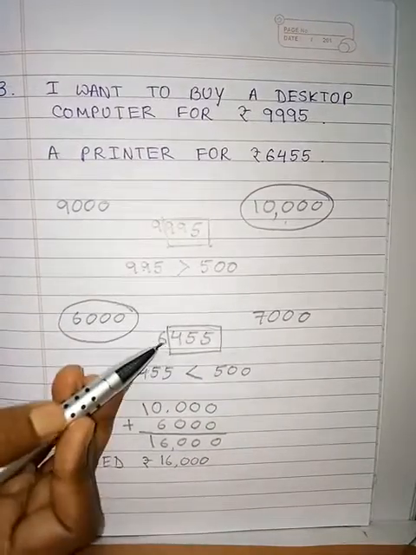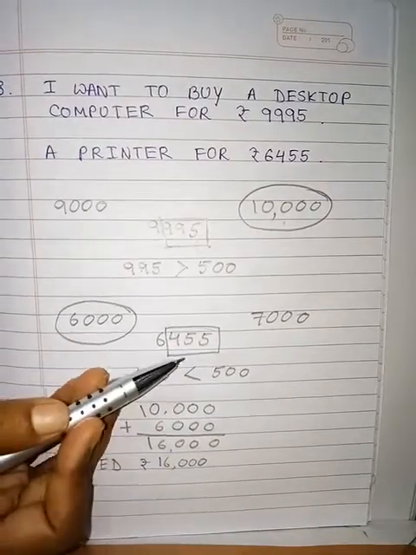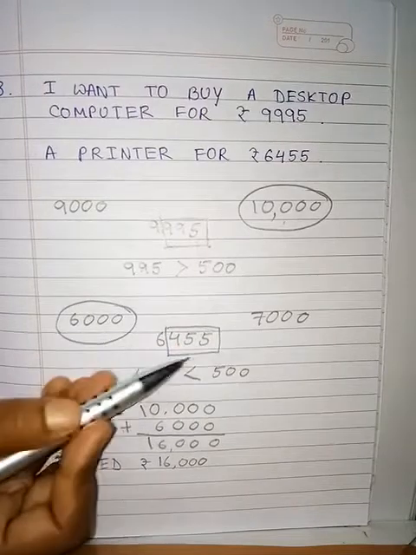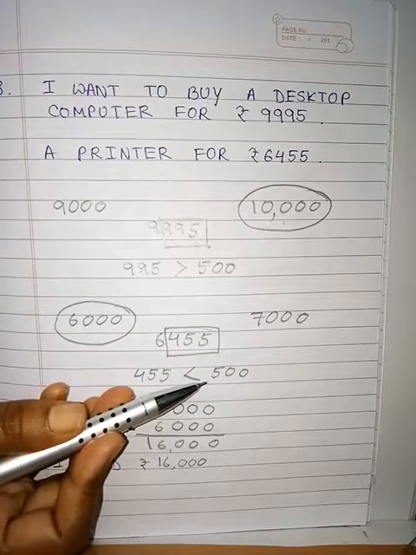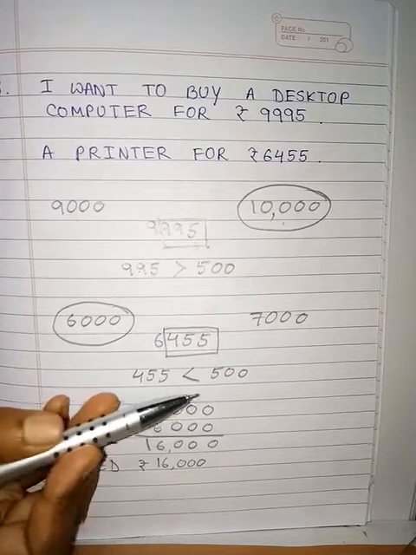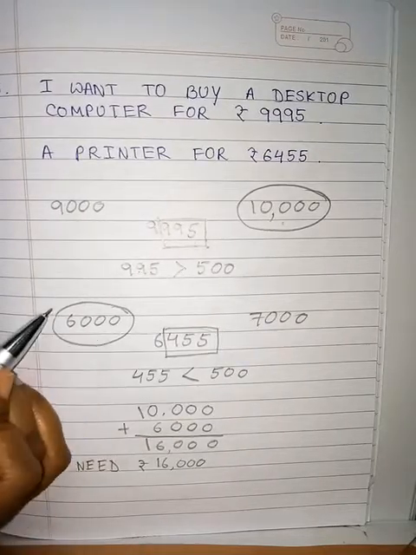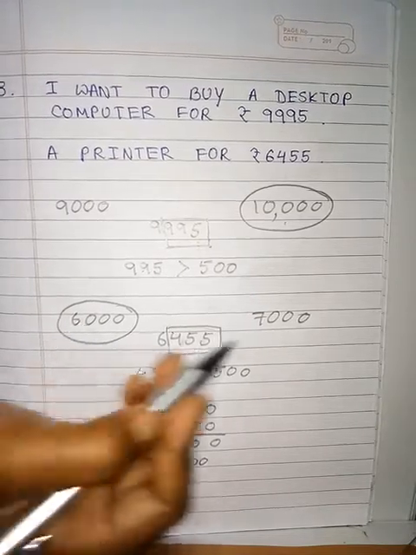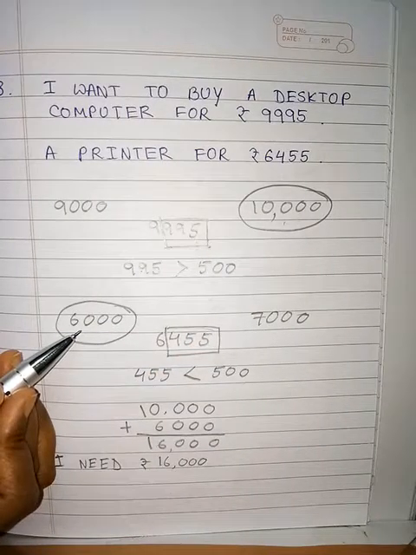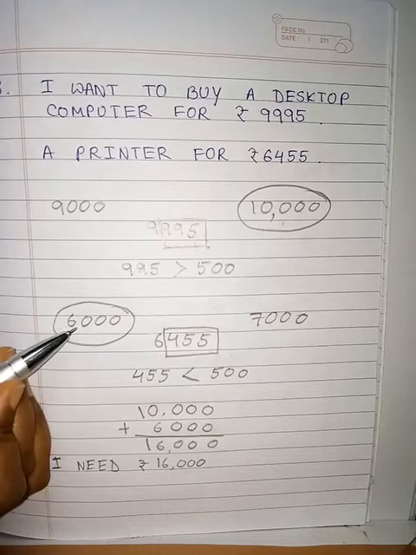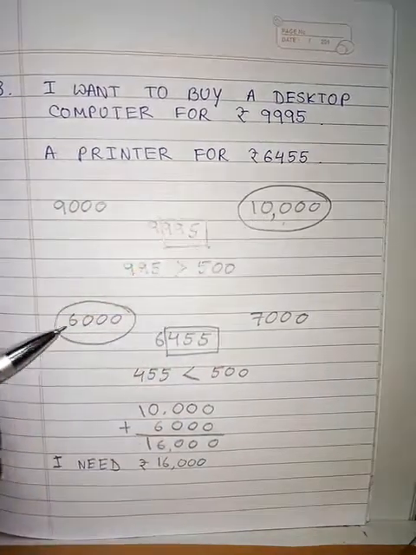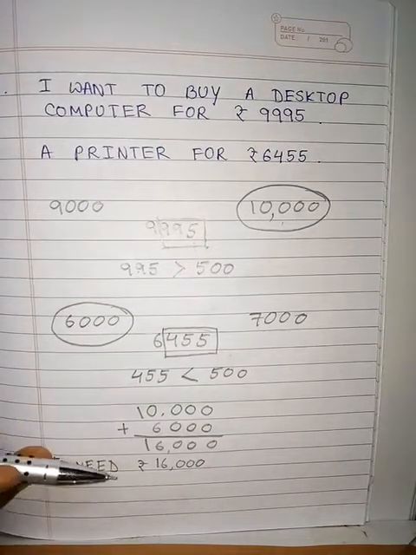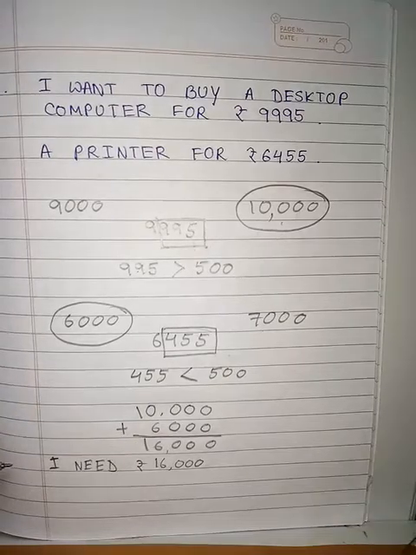Now check the next number, 6,455. Now this number lies between 6,000 and 7,000. Check 455. 455 is less than or greater than 500? Less than. When it is less than 500, then a smaller number or the previous number will be your answer. Here the smaller number is 6,000. Smaller number means between 6,000 and 7,000, which one is smaller? 6,000. So the smaller number will be your answer or the previous 1,000. So add 10,000 plus 6,000. That is equal to 16,000. So I need ₹16,000. Must mention the answer.